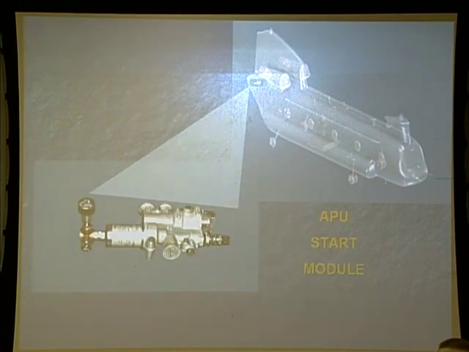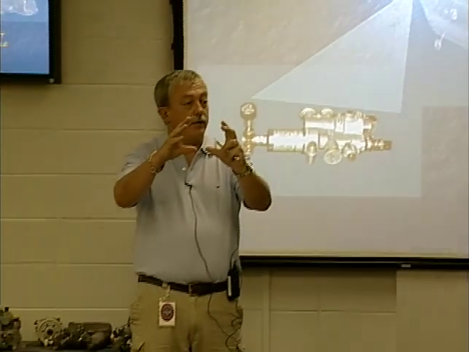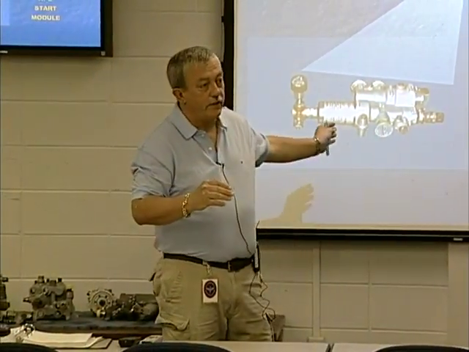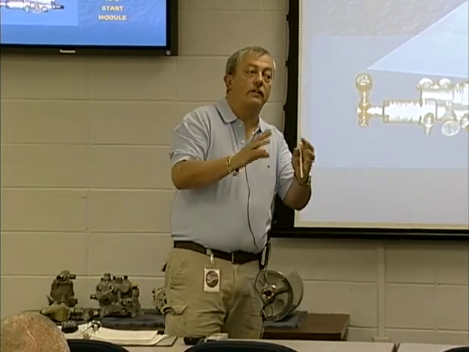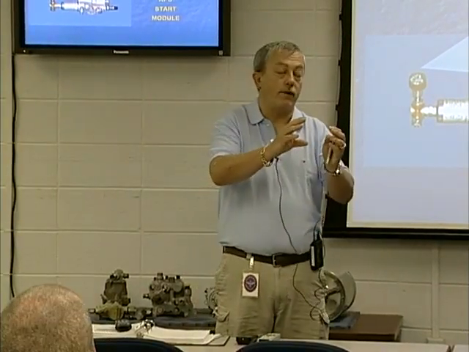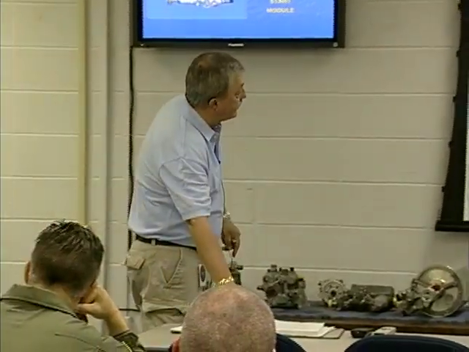APU Start module. Located at station 570 on the right-hand side of the aircraft in the back. This governs our APU start. On front of the APU, I talked about it had that motor / pump. This is what helps tell that when to be a motor and when to be a pump, because it cannot start the APU and try to pump hydraulic fluid at the same time. So this is what tells it when to be a motor and when to be a pump.